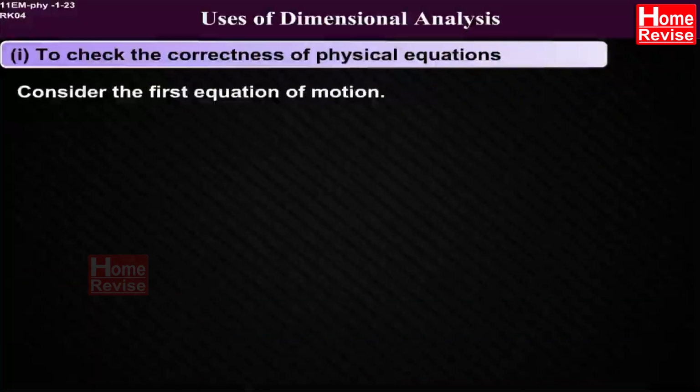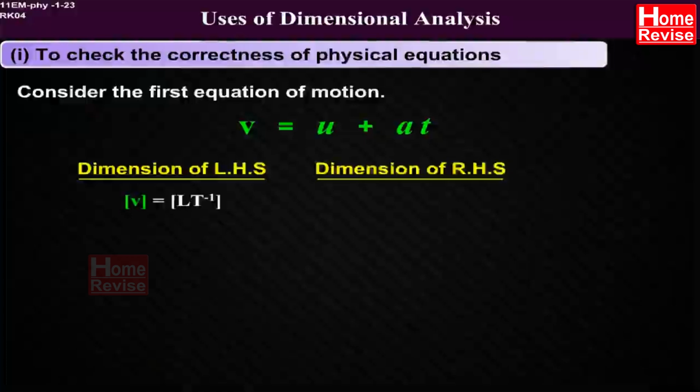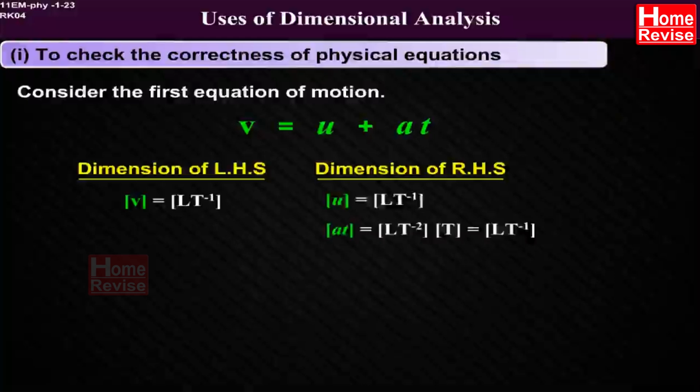Consider the first equation of motion, v is equal to u plus at. Dimension of LHS is equal to dimension of v, that is equal to LT^-1. Dimension of RHS is equal to dimension of u, which is LT^-1. Dimension of at is equal to LT^-2 into dimension of T, which is equal to LT^-1.